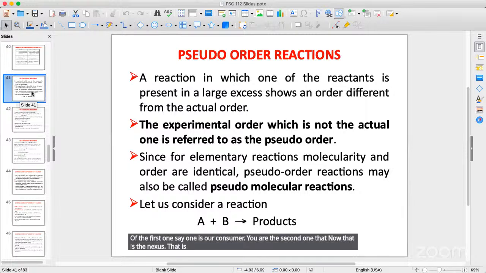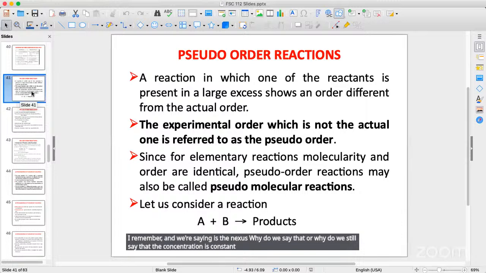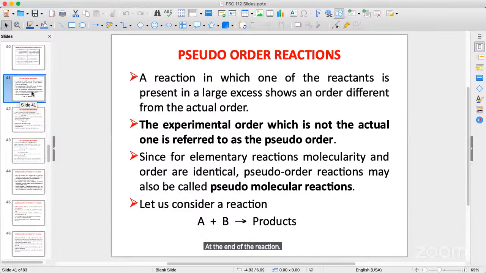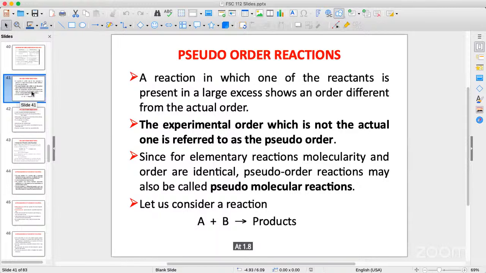And why do we call it in excess? And if we're saying it's in excess, why do we still say that the concentration is constant? The concentration is constant because at the end of the reaction, remember, A only has 0.2, B has 2 molar. When A is completely consumed, especially if we're dealing with a 1-to-1 mole ratio reaction, you're still going to have 1.8 molar left for B. And 1.8 molar can be safely approximated to 2.